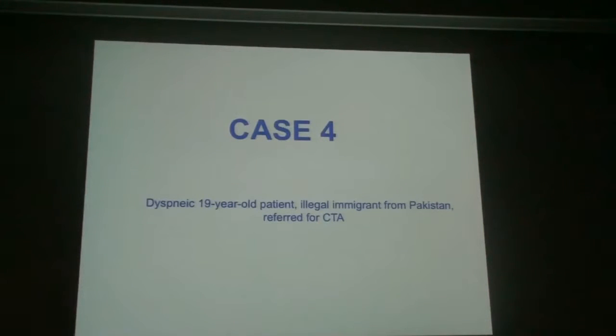Dyspneic patient, illegal immigrant from Pakistan. In my institution, there are young people with no papers who have the possibility to be cured. And he was very, very dyspneic, and he was referred for CTA because anytime the patients are dyspneic, I don't know if it's the same in Israel, but in France, our colleagues believe there's a PE. So, dyspneic, we don't think, we don't lose time, and we ask for CTA.